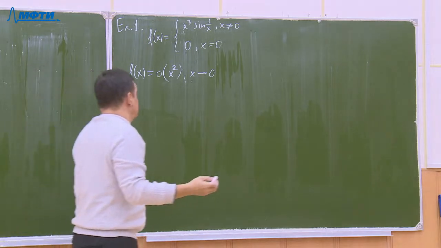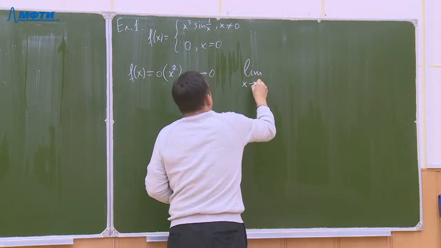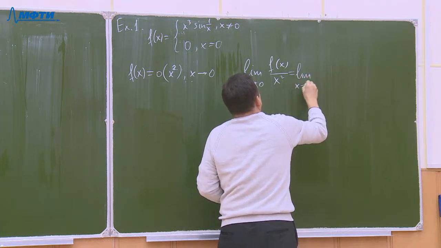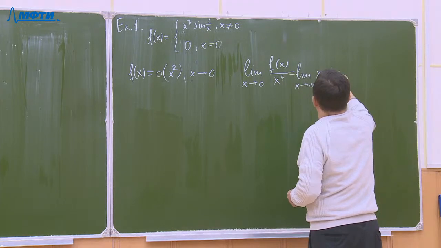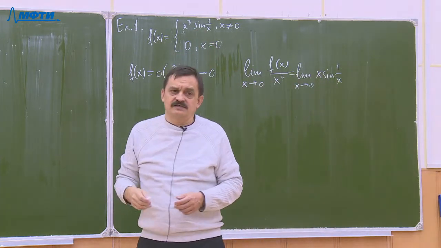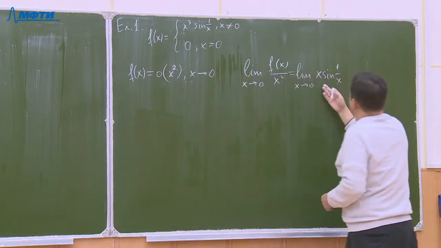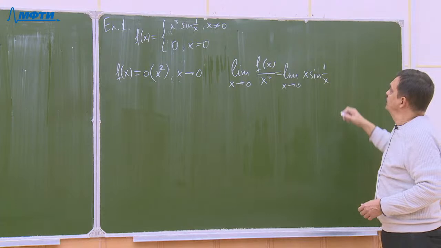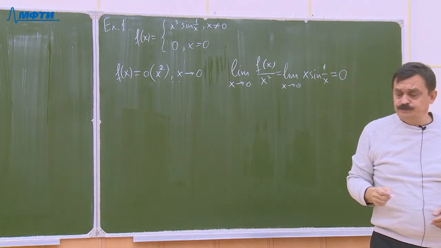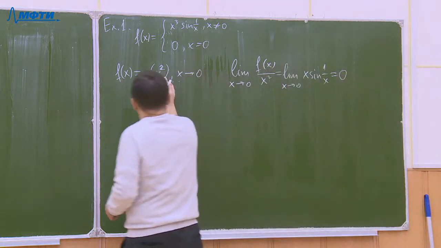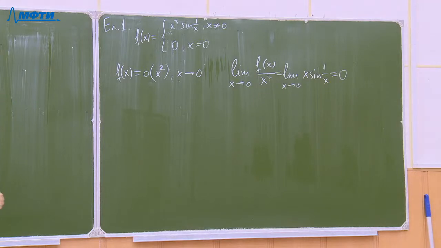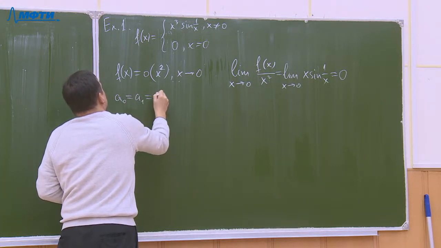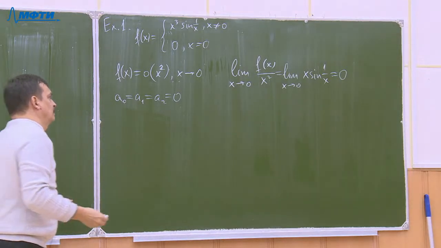Why? Because if we divide, the limit as x tends to 0 of f of x over x squared equals the limit as x tends to 0 of x times sine 1 over x after cancelling x squared. And we have a product of an infinitely small function, x tends to 0, times a bounded one, hence that is 0. It means the expansion is like that, right? So in our asymptotic expansion from the theorem, a naught equals a1 equals a2 equals 0, and n equals 2, right?